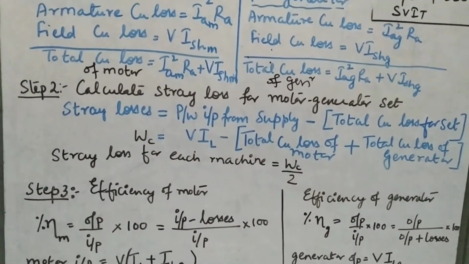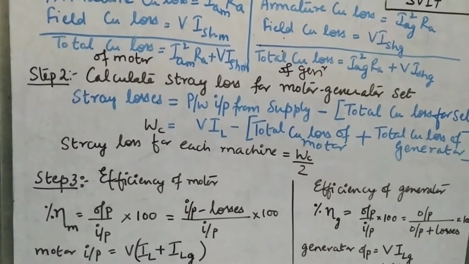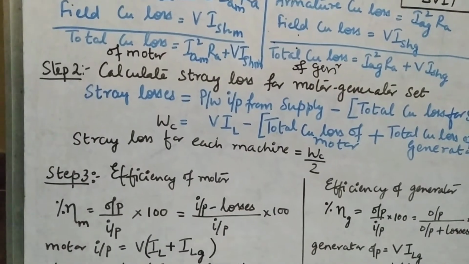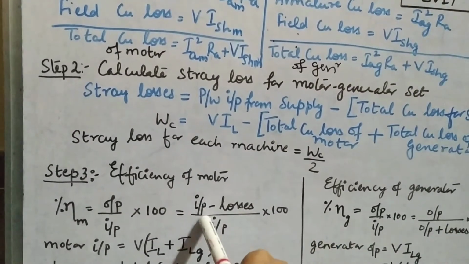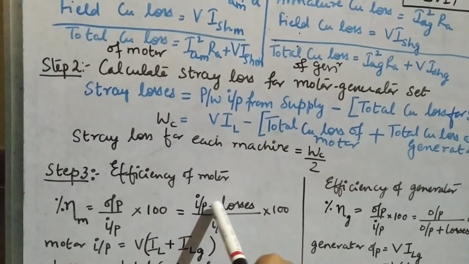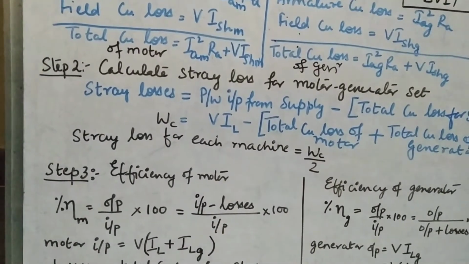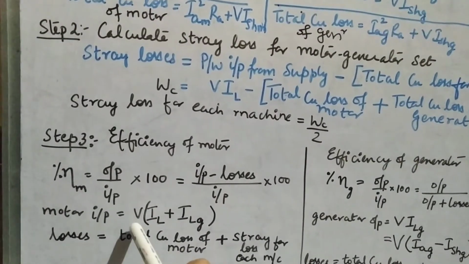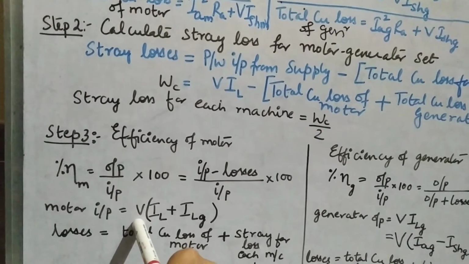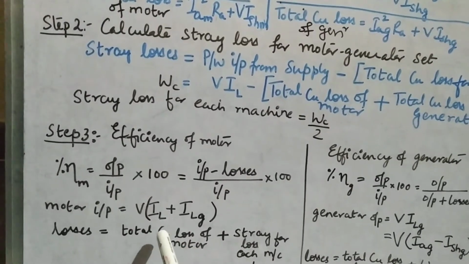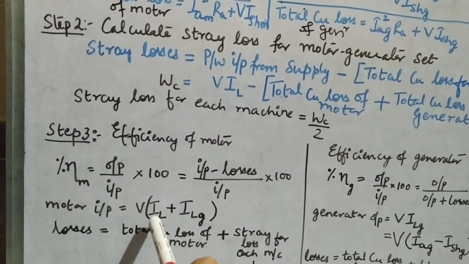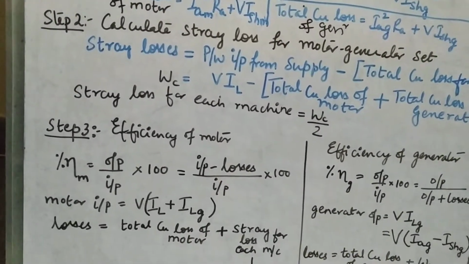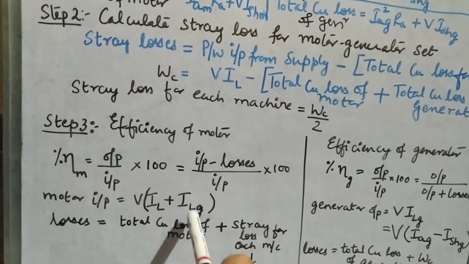How to calculate the efficiency of a motor. As we know, generally the efficiency is given by output by input. For the motor, I have to replace the numerator, so it is input minus losses, divided by the input. So what will be the motor input? Motor input will be the product of the supply voltage and the line current, plus the current which is coming out from the generator. So these are the two inputs to this motor.